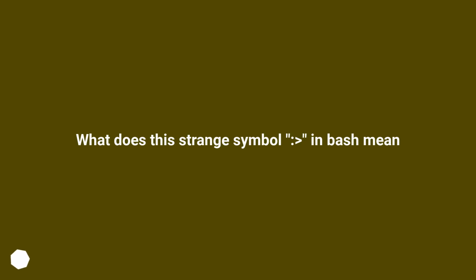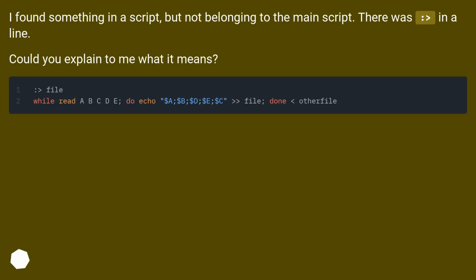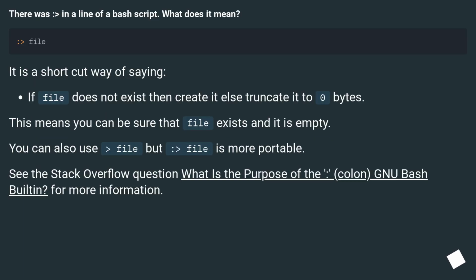What does this strange symbol, greater than, in bash mean? I found something in a script, but not belonging to the main script. There was colon and GT in a line. Could you explain to me what it means? There was : > in a line of a bash script. What does it mean?